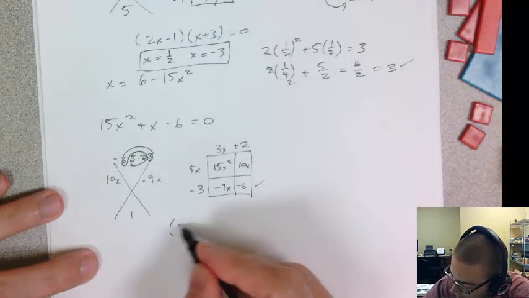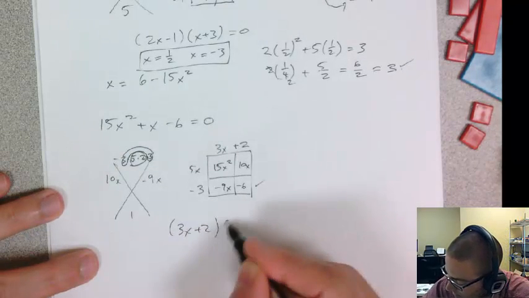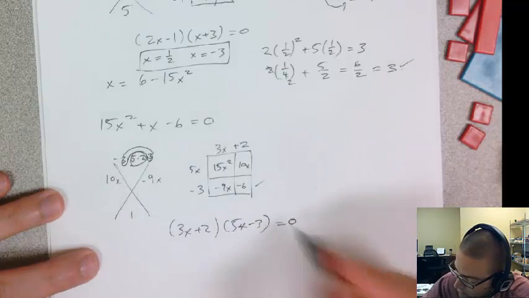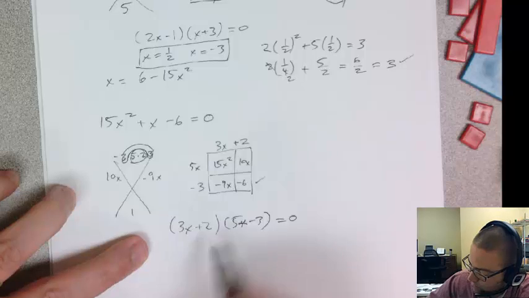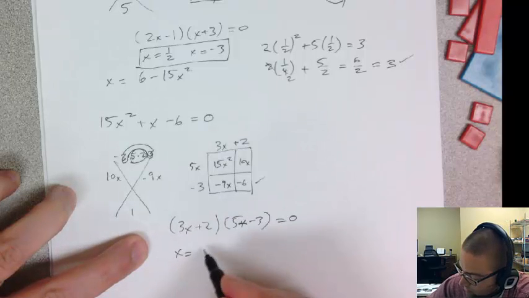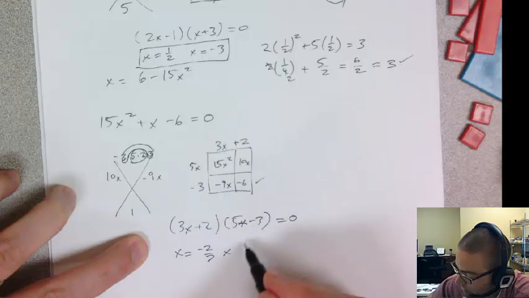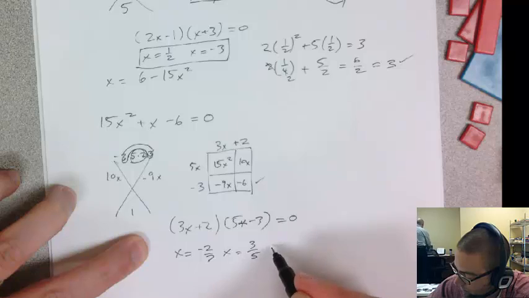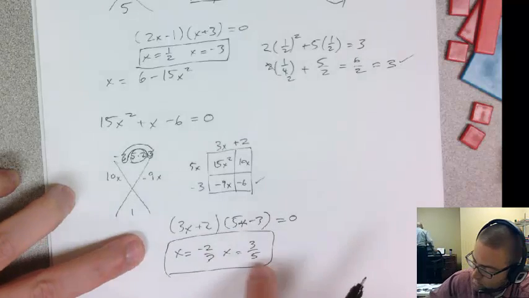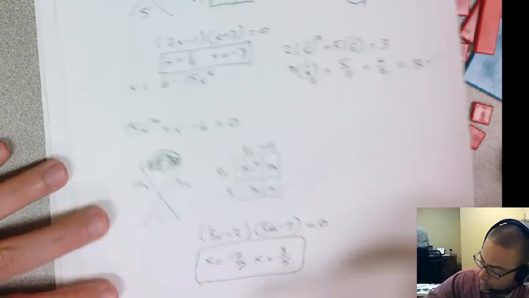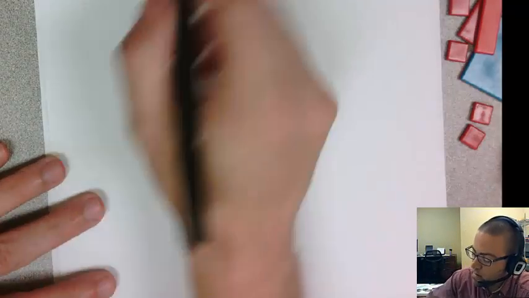Okay, so my factors are 3x plus 2 and 5x minus 3 is equal to 0. So opposite of the back divided by the front, so this would be -2/3. And this would be +3/5. Okay, so you can check that by plugging it in. I'm not going to though, it's going to be too long. All right, last one.